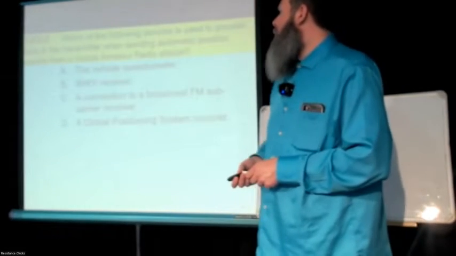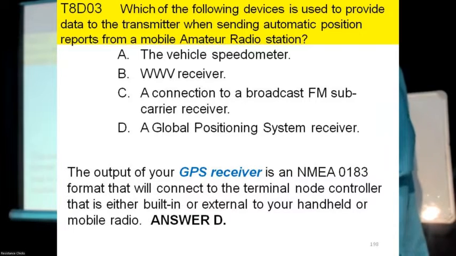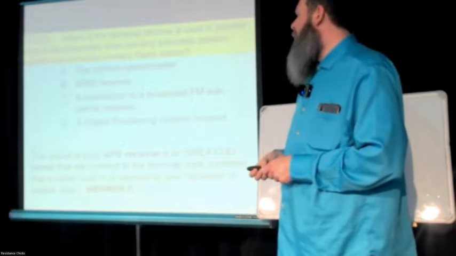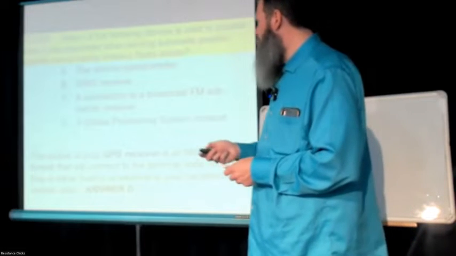So the question is, which of these following devices is used to provide data to the transmitter when sending automatic position reports from a mobile amateur radio station? The answer is a GPS. So obviously, if it's talking about automatic position, GPS would tell you where your position is, such as your location.